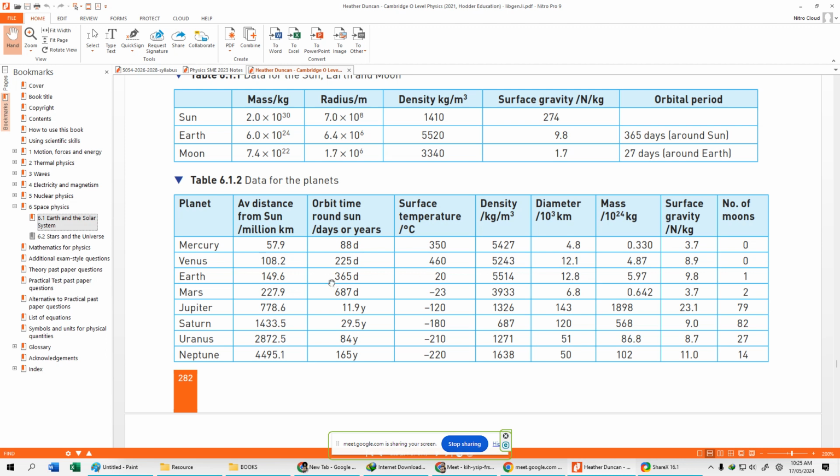Venus takes about 225 days, and Earth takes 365 days, which is exactly 1 year. Mars takes about 687 days. Up till Mars, everything is given in days. Take a good look. Then comes the asteroid belt, which is a pretty thick structure, and then comes Jupiter. Jupiter suddenly jumps to 11.9 years.